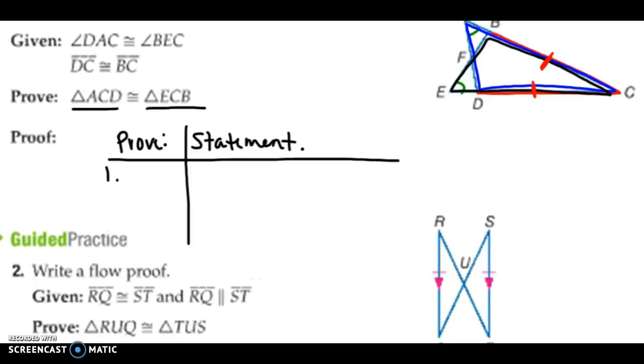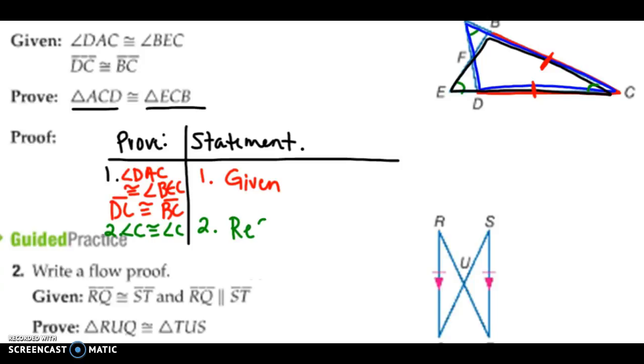So the first thing is that DAC is congruent to BEC, and DC is congruent to BC. That's my given information. Now the next thing we want, if we're going to use angle, angle, side, we'd have to see that angle C is the same in both of them. Well, the nice thing is that angle C is going to be congruent to itself, and that's the reflexive property.